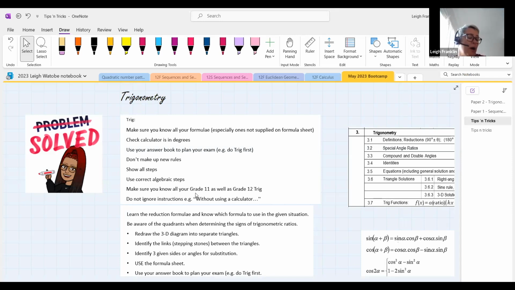Obviously, for your June papers, the mark allocations are a little bit different, but trig would probably still be the biggest part of paper 2, and calculus the biggest part of paper 1. So as far as my tips and hints for trigonometry are concerned, let's get started on that.